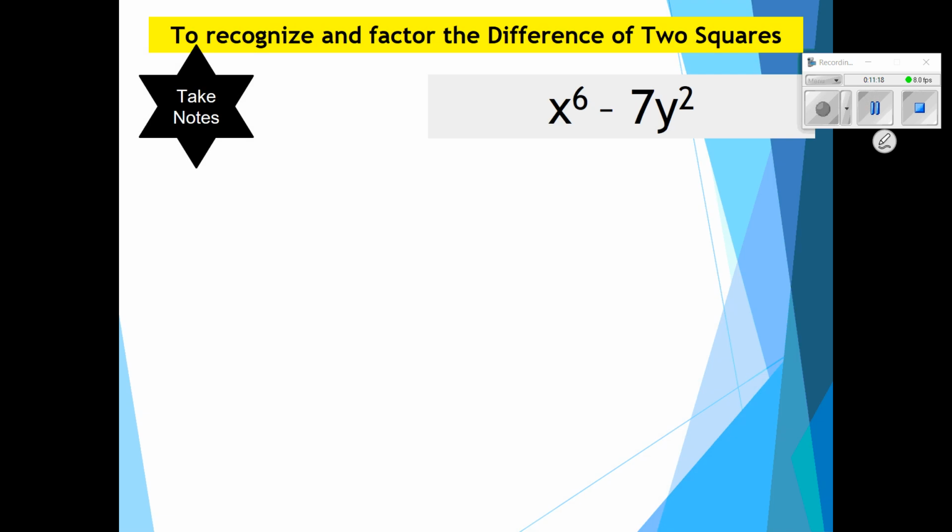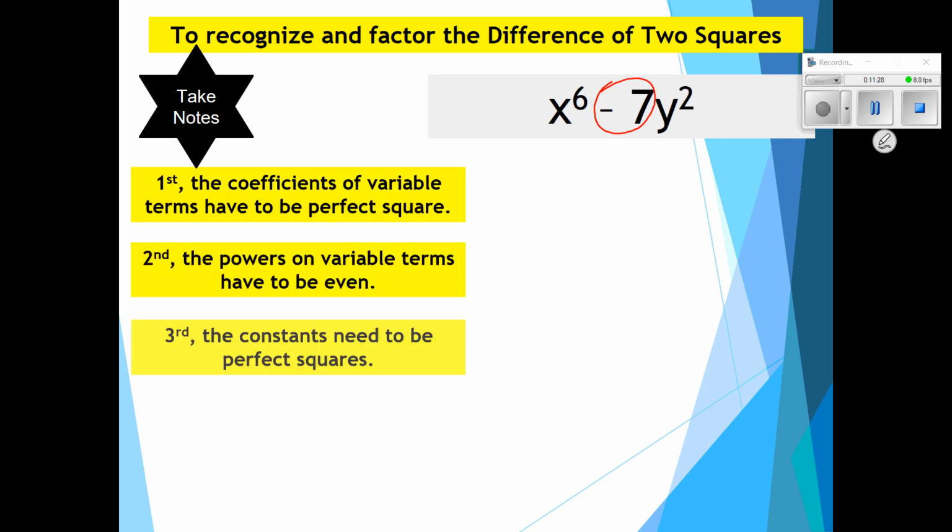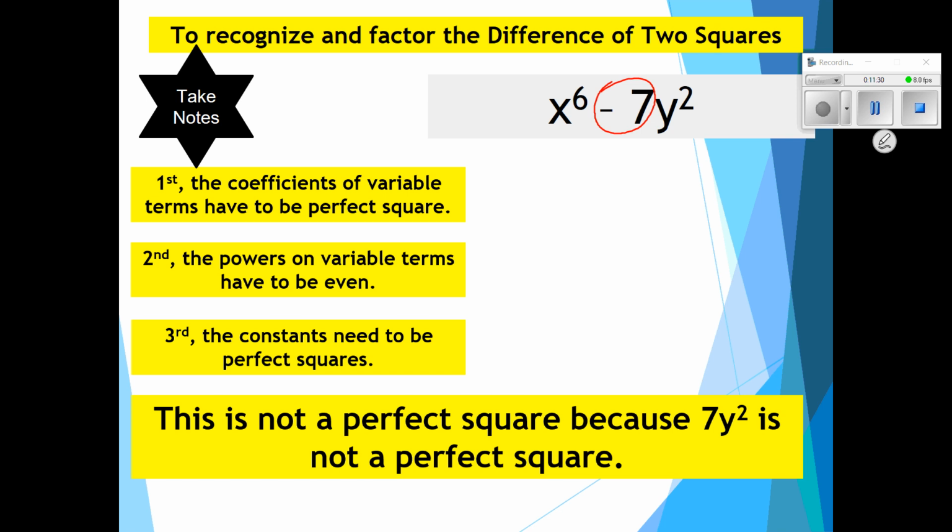Okay, another example. If we look at this, immediately when I look up there, I see the number 7. 7 is not a perfect square. So we automatically know that this is not the difference of two perfect squares. We cannot use this method for factoring.